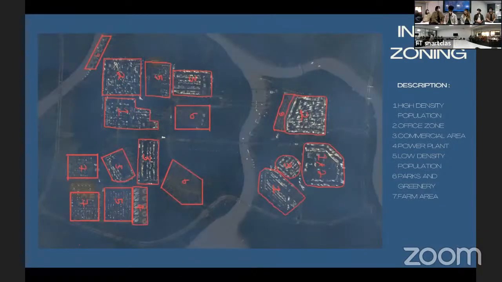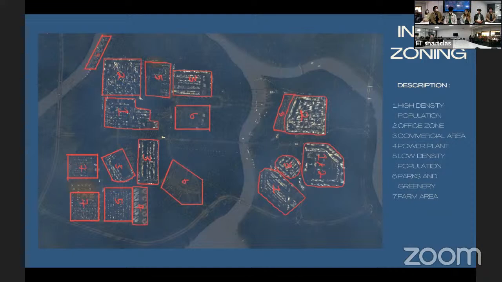Okay, on this next slide, you can see the zoning of our city. So we decided to divide our city into several groups. As you can see in this picture, number one is the high density population, which is separated into several parts. Number two is office zones. Number three is commercial area. Number four is power plant. Number five is low density population. Number six is parks and green area. And number seven, the last, is farm area.